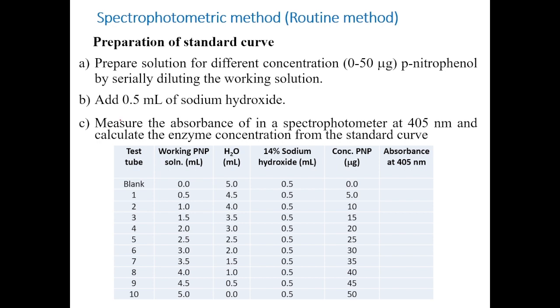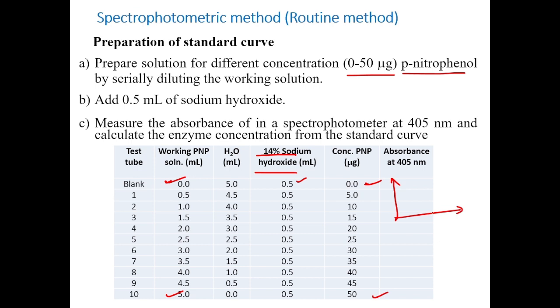Okay, so this is the step by step procedure. If you want, we have to prepare a standard curve. For preparing the standard curve, prepare solutions of different concentrations of paranitrophenol, 0 to 50 microgram, like here we can see. We add water first to have a total of 5 ml of the solution, and then add 0.5 ml of 14% sodium hydroxide. Then the concentration will be 0 to 50 microgram as shown on the slide. So 0 to 50 microgram of paranitrophenol will be there in the solution to make the standard curve. We will take the readings and then draw a calibration curve.